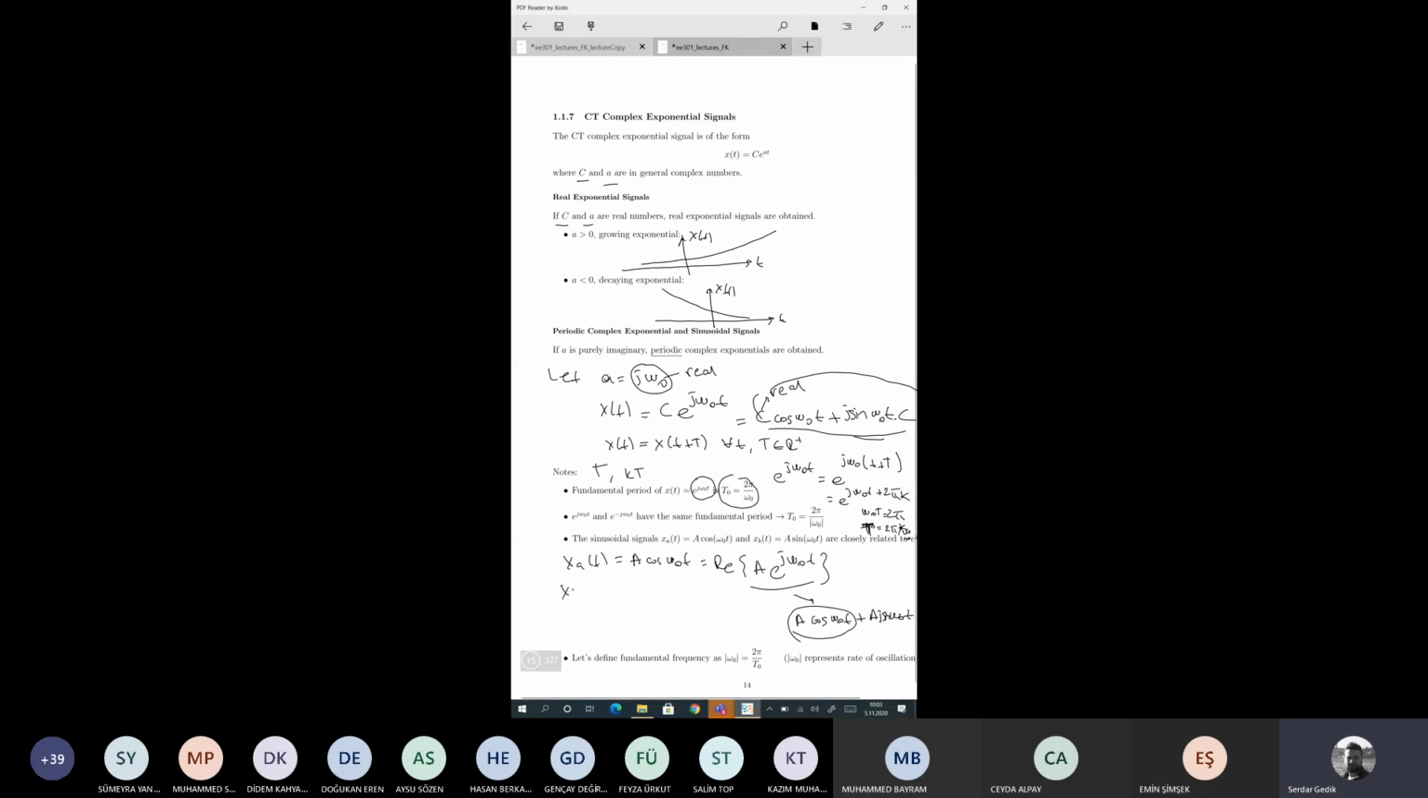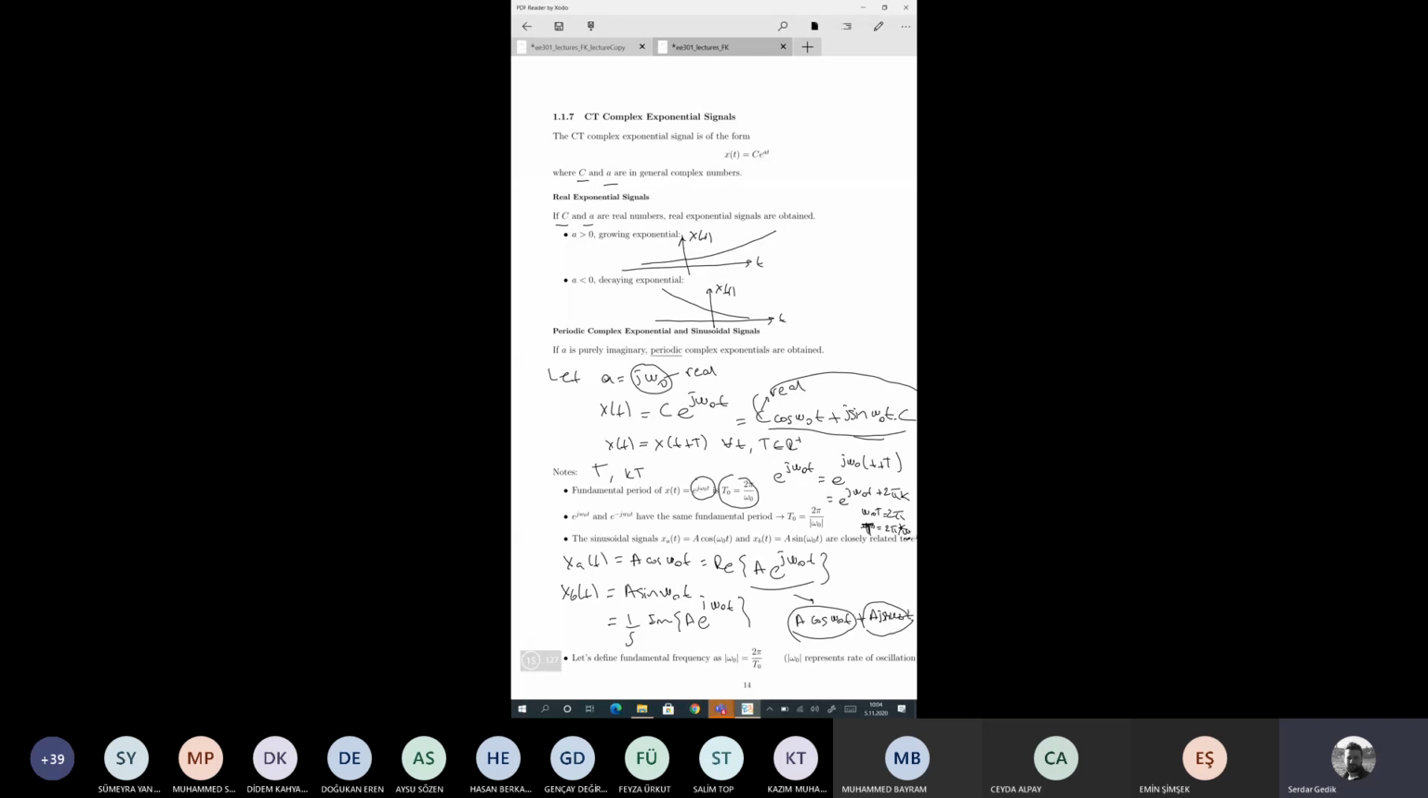What about xb of t? It is a times sine omega 0 t, and it is equal to 1 over j times the imaginary part of a times e to the power j omega 0 t. So this is the imaginary part. If I take the imaginary part and multiply by 1 over j, then I have xb of t.